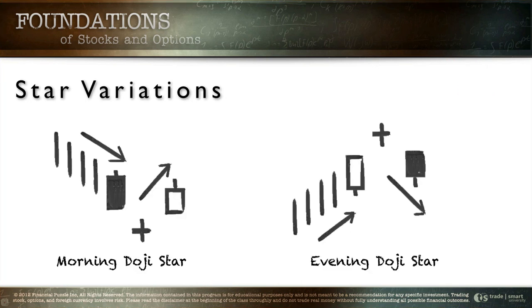Now, there's a couple of variations of the star patterns here. We call them doji stars. You've got the evening doji star and the morning doji star. All of this means there's nothing fancy to it at all. All it means is that the second candlestick in the formation is a doji instead of a spinning top. That's really all it means. It's a little bit stronger because of the doji, but nothing other than that is really specific about the pattern.